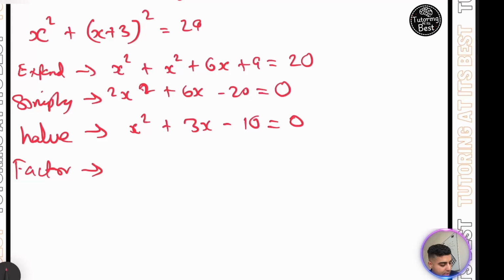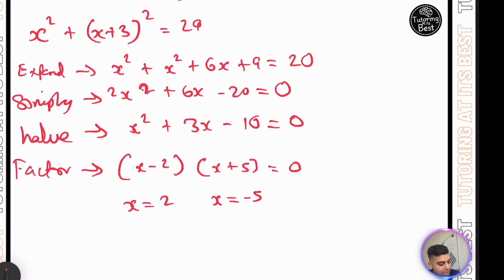So by factorizing this, we need two numbers that multiply to get to 10 and add to get to 3. So it's x minus 2 and x plus 5, and that equals 0 as well. So by solving this, we need to know that x can equal positive 2 or x can equal negative 5. And then we go ahead and we sub these values into equation 2.